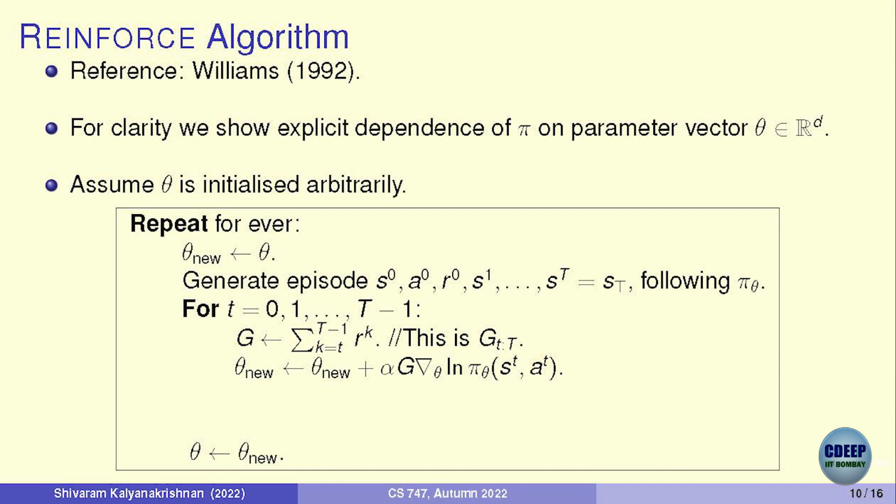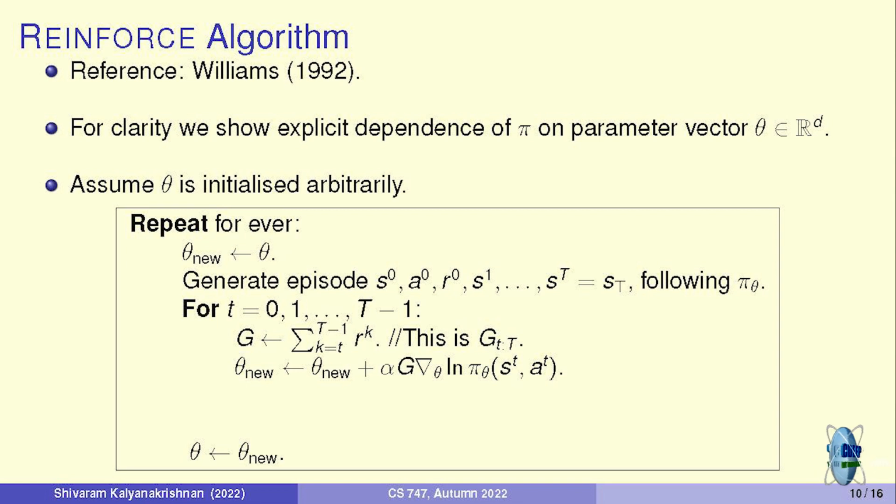Because we're going t equal to 0, 1, 2, 3, the corresponding G for this time step is going to be the sum of the rewards starting at that t, all the way till the end of the episode. This is G t to T. I'm not going to update as I go. I'm going to do the whole gradient, and then at the end of it, I'm going to have theta new as my new one.